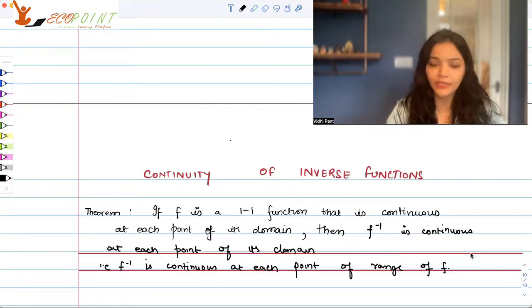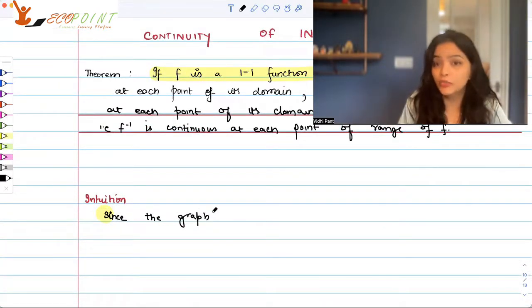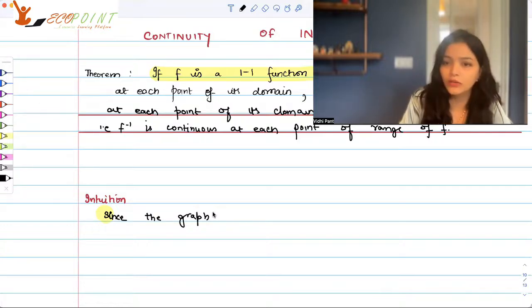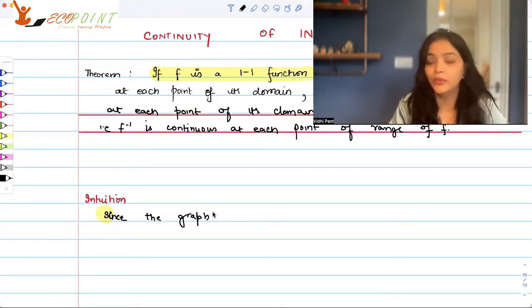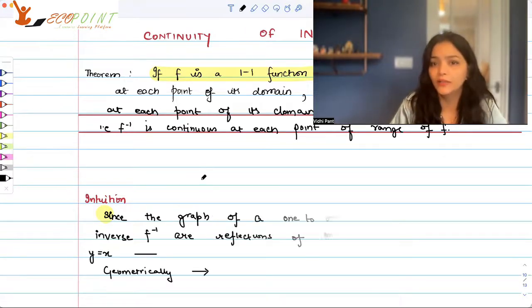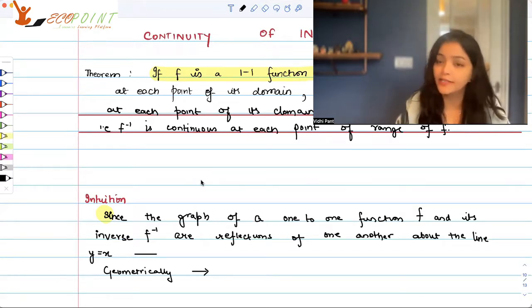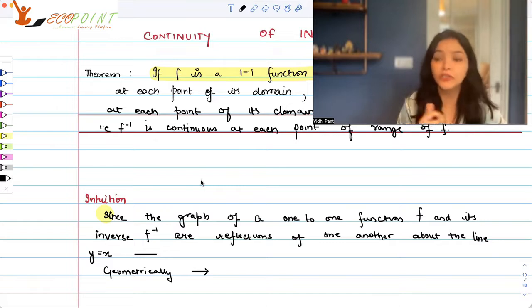Right? Now, why is it happening like that? The intuition behind this generalization is that since the graph of any one-to-one function is just the reflection on the line y equals x, in case there are no breaks for f, there won't be any break for f inverse as well. Since the graph of a one-to-one function f and its inverse, f inverse, are just reflections of one another about the line y equals x, what can you interpret out of it geometrically? If there are no breaks, no holes in f, automatically the reflection will also not have any hole or break.